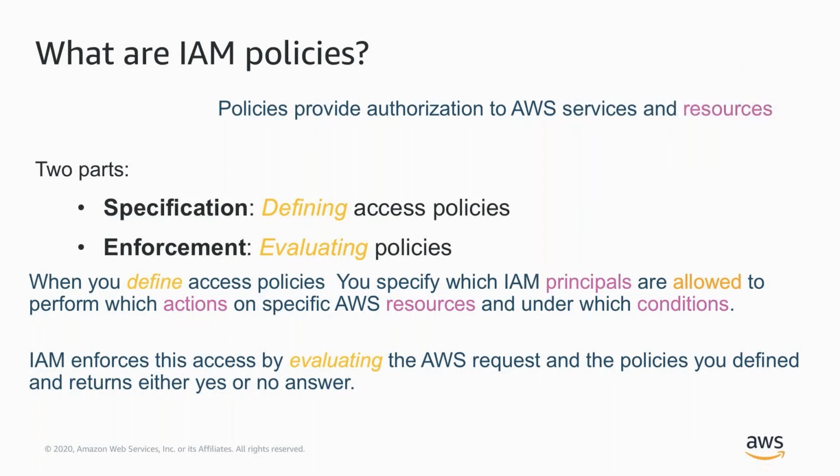When you define your access policies, you attach them to a principal. A principal is a user, group, or role, and the policy then specifies which action the principal can perform on your AWS resources and under which conditions.